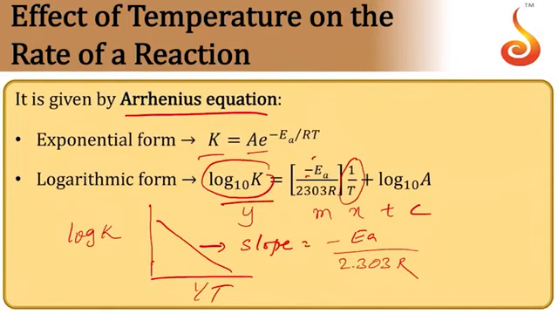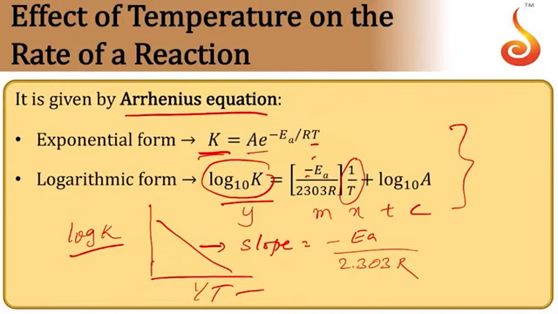So the Arrhenius equation gives the relation between the rate constant K and the temperature of the reaction. These are the two forms to remember: the exponential form as well as the logarithmic form. And the graph we plot is log K versus 1 by T. We get a negative slope, and the slope value is equal to minus EA by 2.303 into R.